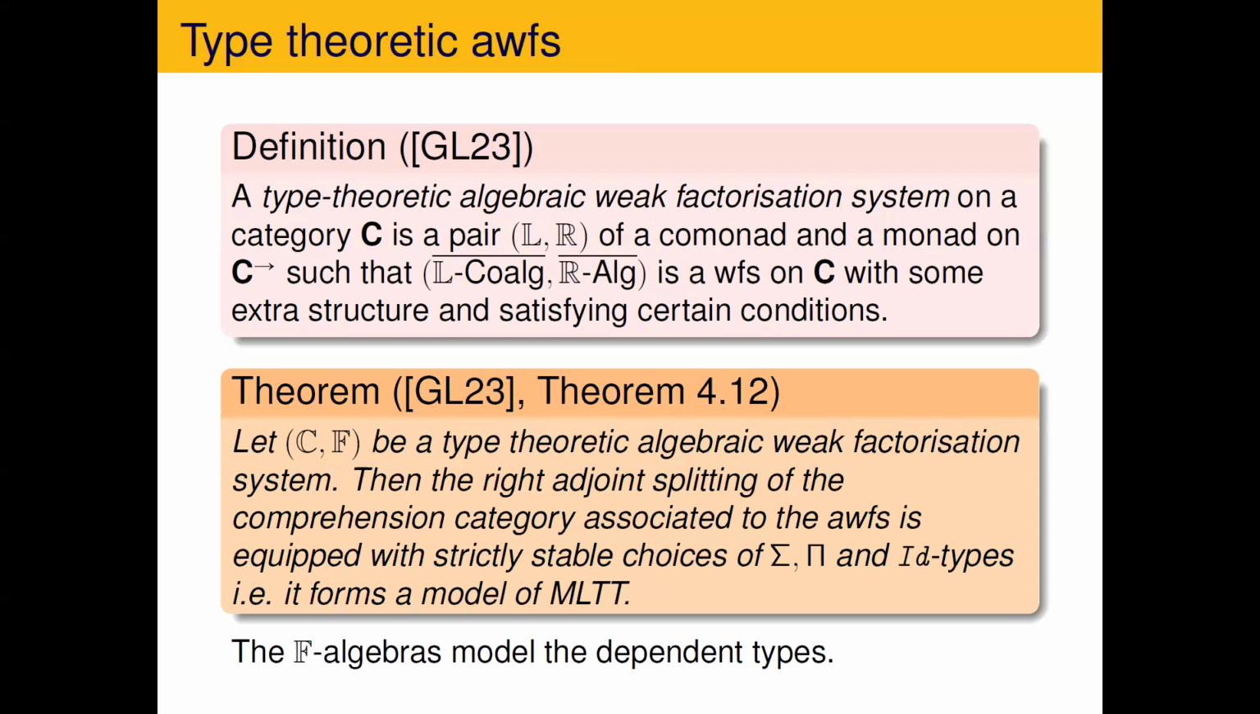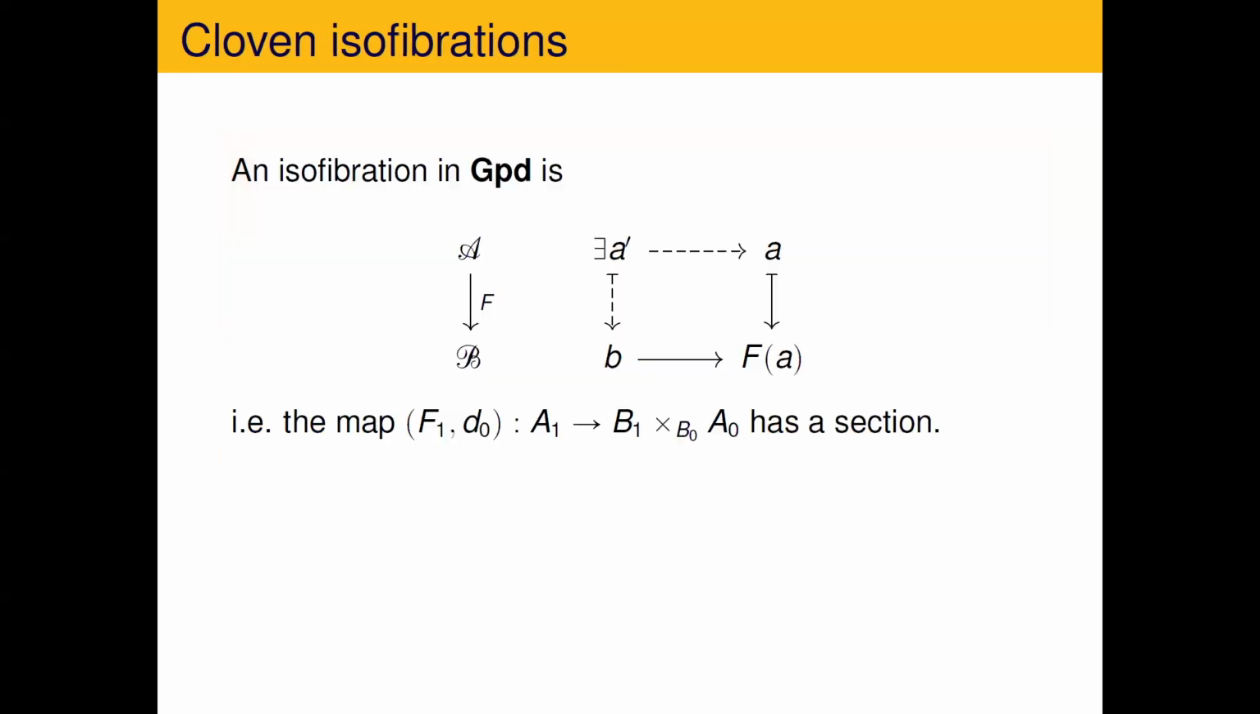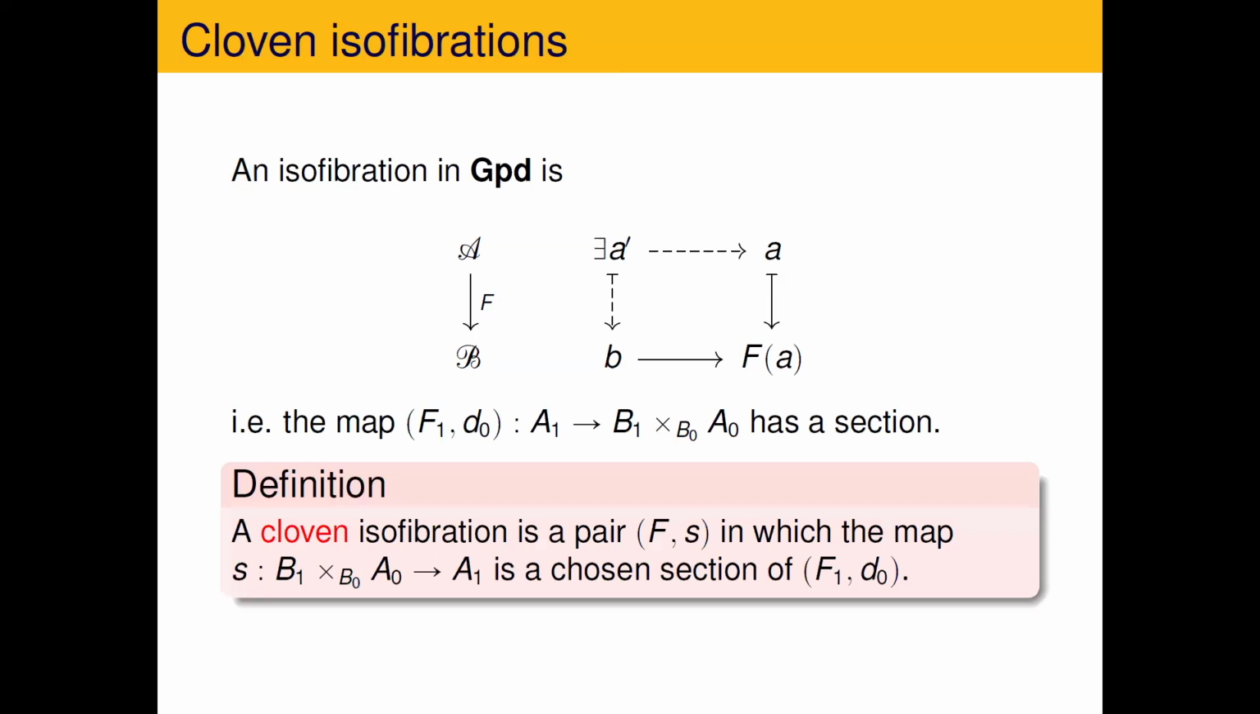And in this type theory, the F algebras model the dependent types of this type theory. Okay, so we're going to move from these isofibrations that we'll consider in Hofmann and Streicher's model to a more algebraic notion. So this is the definition of an isofibration. We define a cloven isofibration to be a pair, an isofibration, together with not just the existence of the splitting, but a chosen section of this map. And so this pair is a cloven isofibration, and it's kind of taking along some algebraic data with it.